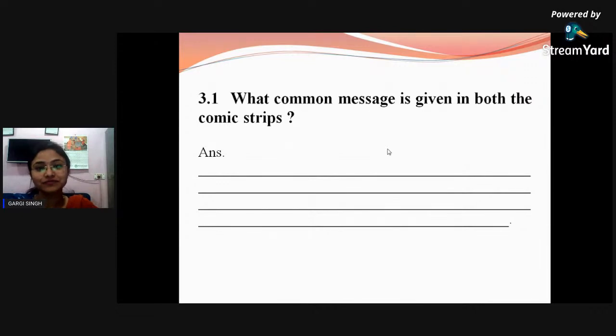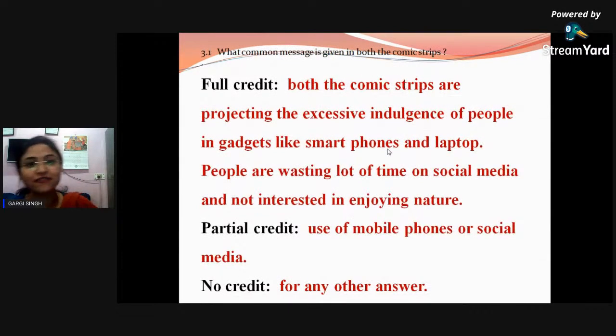what is the answer. You will be getting full credit if you have written both the comic strips are projecting excessive indulgence of people in gadgets like smartphones and laptop. People are wasting a lot of time on social media and not interested in enjoying nature. This is the message that we should not get overindulged in the gadgets and internet. Rather, we should go outside and enjoy the nature as well. We should get attached to our surrounding, our nature. For this answers, you will get full credit.